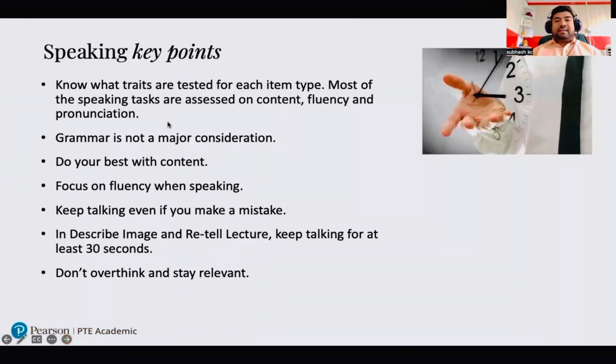So let's finalize the speaking part with these key points. Know what traits are tested for each item type. Most of the speaking tasks are assessed on content, fluency, and pronunciation. Grammar is not a major consideration. Do your best with content. Focus on fluency when speaking. Keep talking, even if you make a mistake. In Describe Image and Retell Lecture, keep talking for at least 30 seconds, don't overthink, and stay relevant. So these are some key points for speaking.